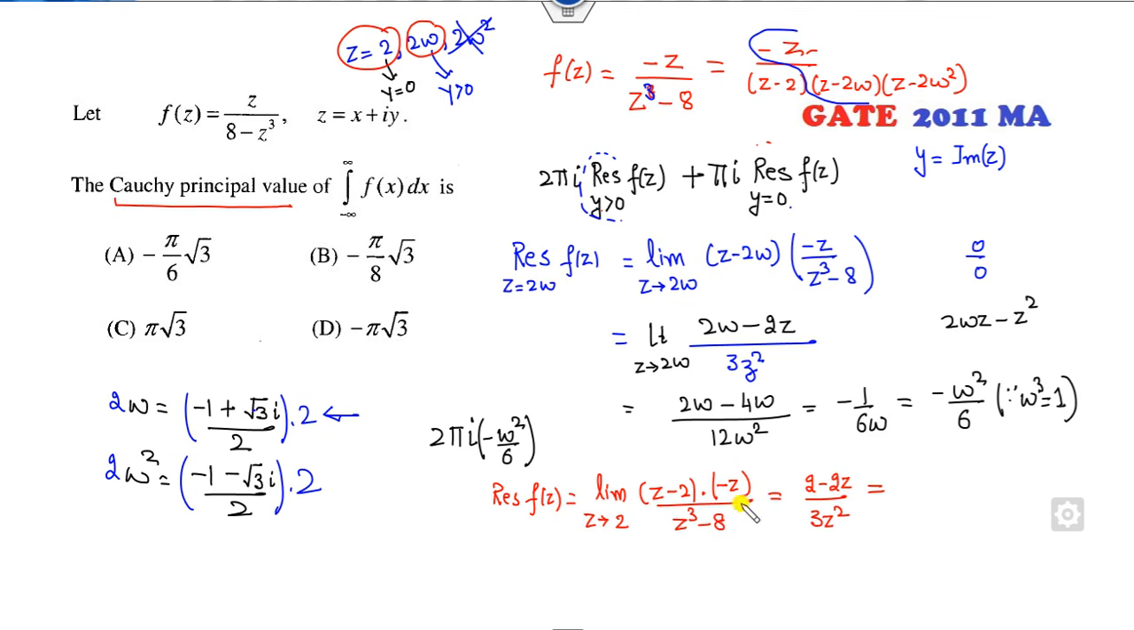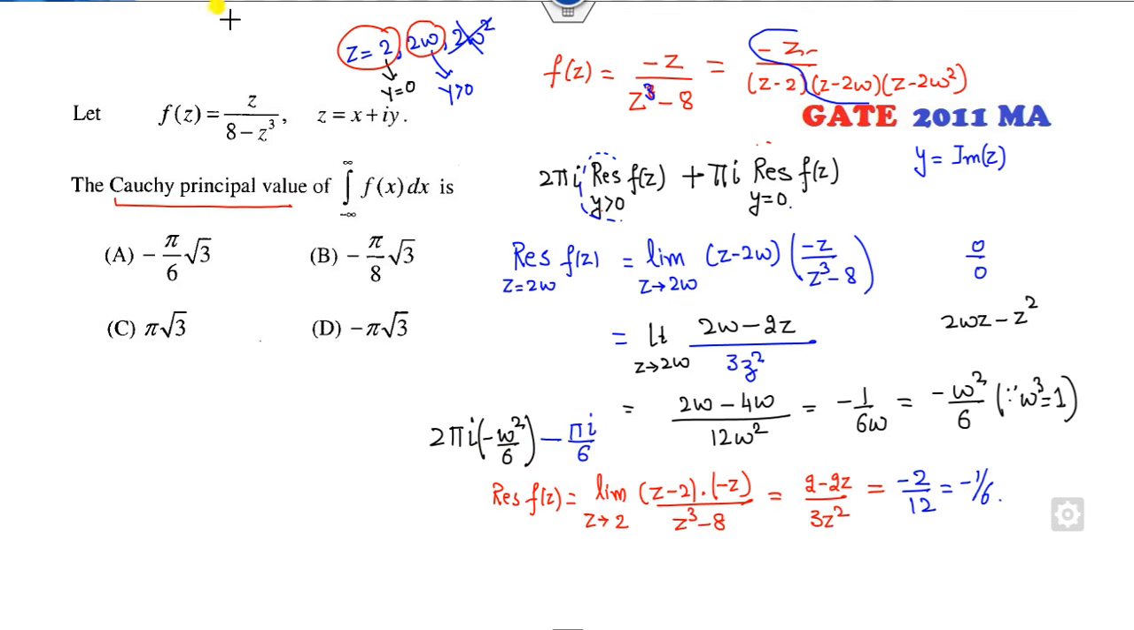So if I substitute the limit as 2, it is 4 minus 2 is 12, is minus 1 over 6. So this answer is minus pi iota over 6. So pi iota over 6 I can take as common. So what is that? Pi iota over 6 as common, minus pi iota common, plus 1.